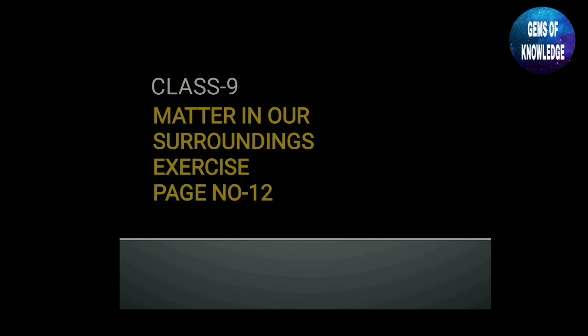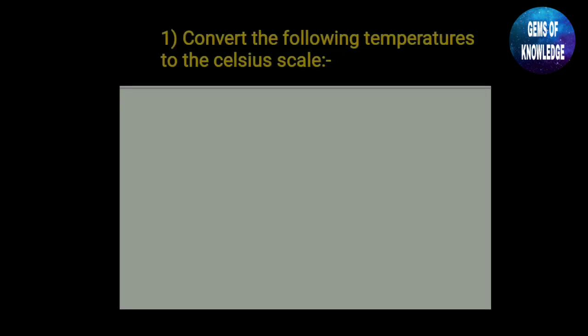So without wasting our time, let's quickly move on to the question answer section. Here the first question is given: convert the following temperatures into Celsius scale. A few temperatures have been given which are already in the Kelvin scale, but you have to convert them into the Celsius scale. The first one is 293 Kelvin and the second one is 470 Kelvin. Let us quickly have the solution for this.